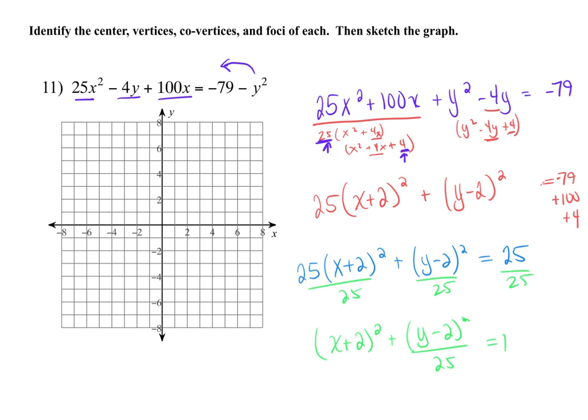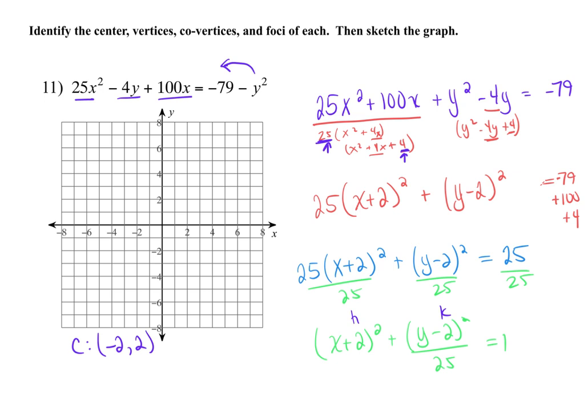They do ask for several things here. They ask for the center. The center is (h, k). So the center is still this and this. Remember, it's opposite of what you think. So my center is going to be negative 2, 2.